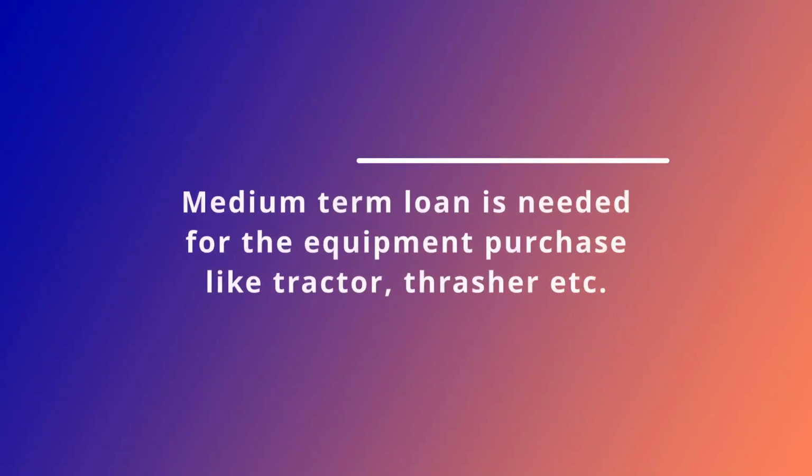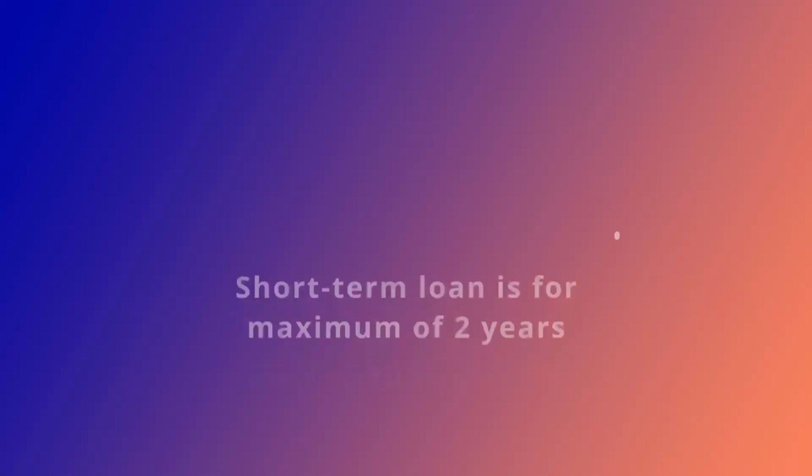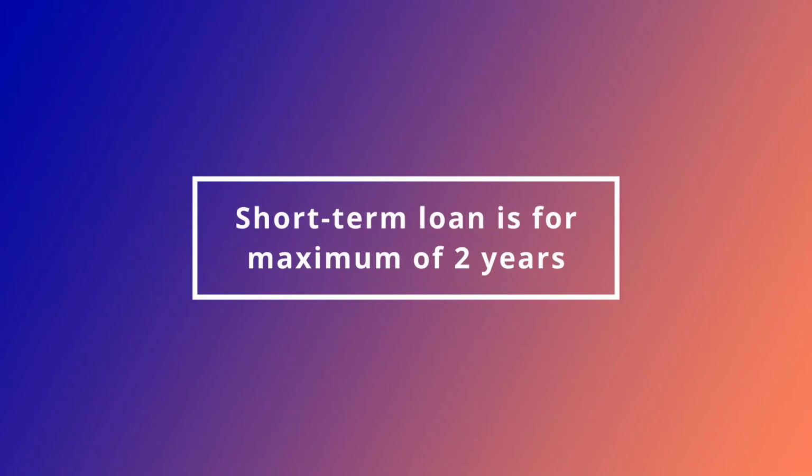Now why is the medium term loan needed? The medium term loan is needed for purchasing tractors, threshers, etc. So basically for 10 to 15 years should be the period of such a loan. Now, if some uncertainty is there, if some natural devastation is there, and suddenly there is a lack of money for the agricultural farmers, they need some money for the short term. This is a maximum of 2 years.